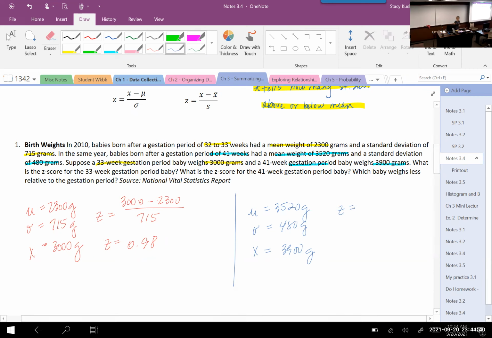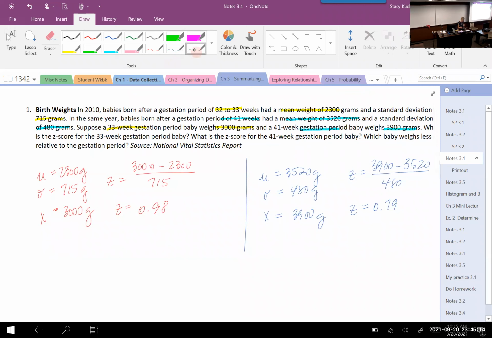We do the same thing over here. We know the full-term baby weighed 3,900 grams. The mean for the 41 weeks is 3,520, and the standard deviation for that category is 480. And when I divide that, I end up with 0.79, right? 0.79.